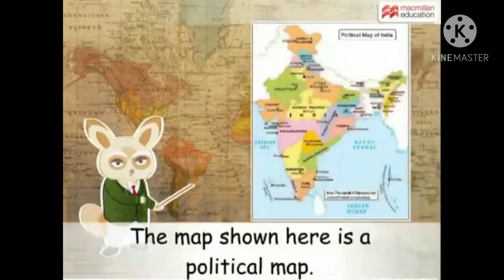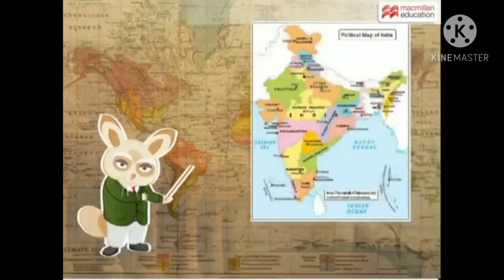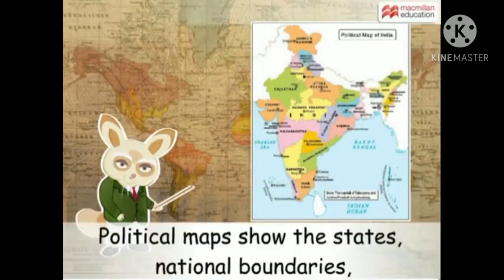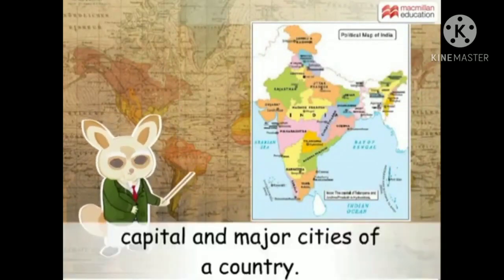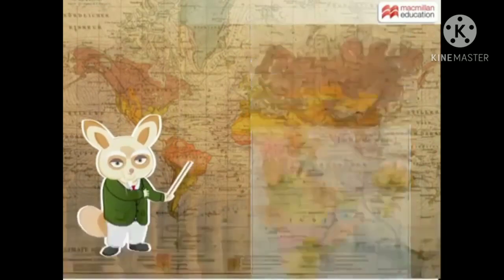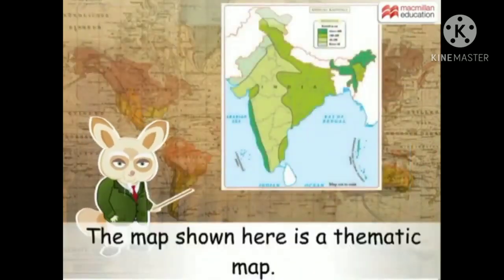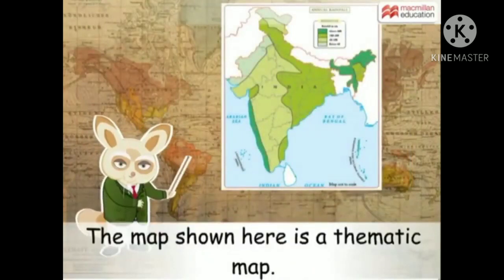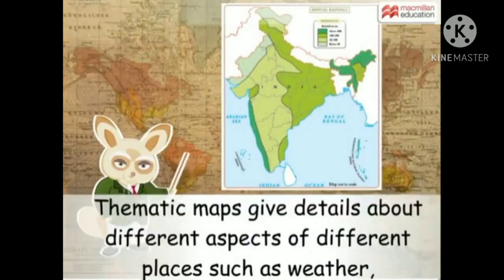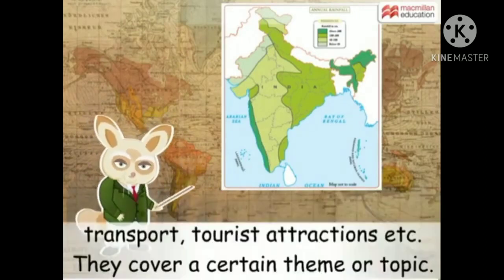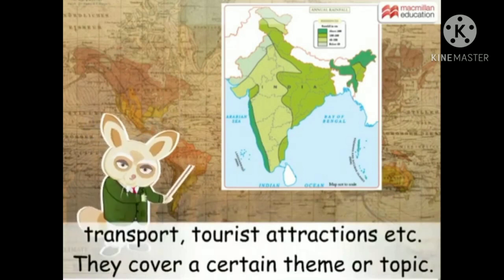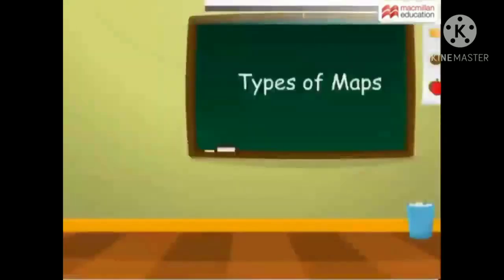The map shown here is a political map. Political maps show the states, national boundaries, capital and major cities of a country. The map shown here is a thematic map. Thematic maps give details about different aspects of different places such as weather, transport, tourist attractions, etc. They, therefore, cover a certain theme or topic.